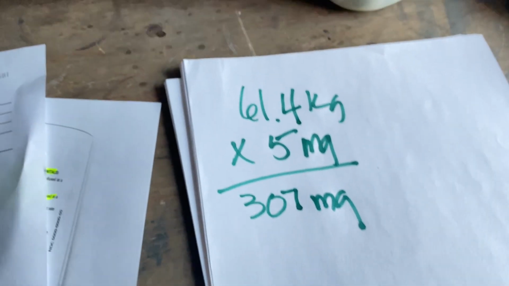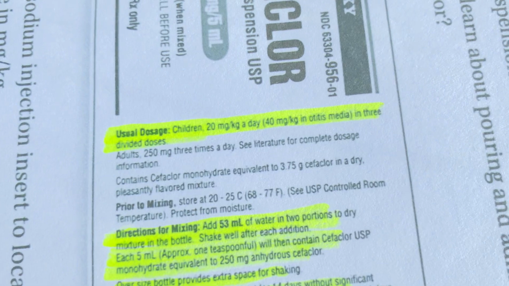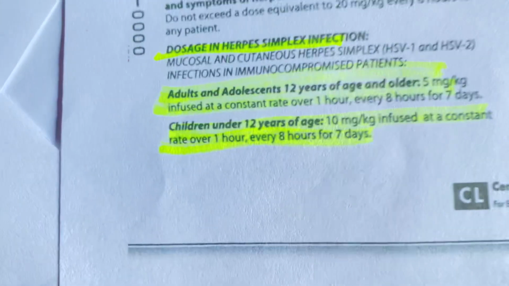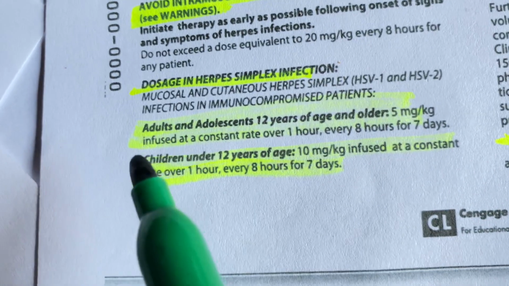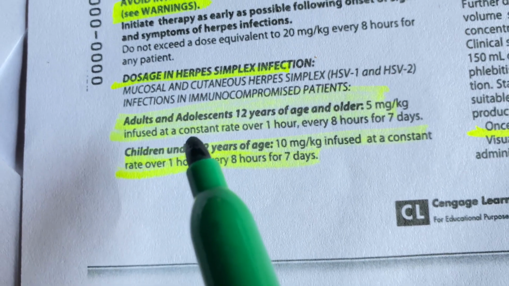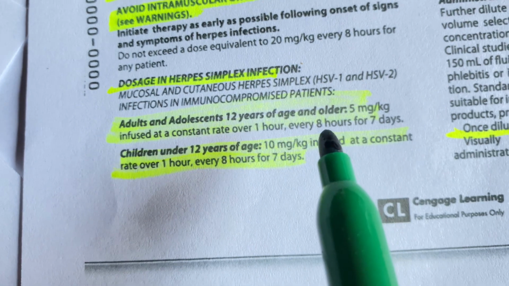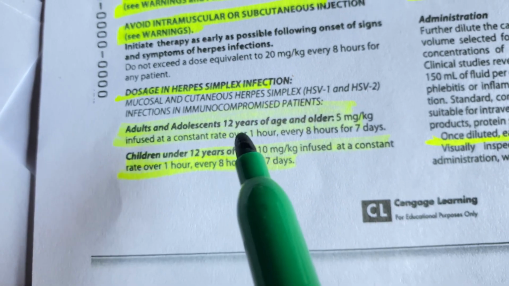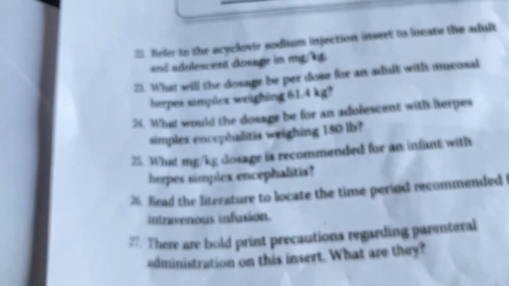Now, that's going to be per dose, because look, you see how this says that the dosage is, I'm on the wrong one, my bad. I should start over, but I'm not. This says 5 milligrams per kilogram, infusing over 1 hour, every 8 hours, times 7 days. So that tells me that this 5 milligrams per kilogram is each individual dose. Okay? Just so you know. All right, look at number 24.